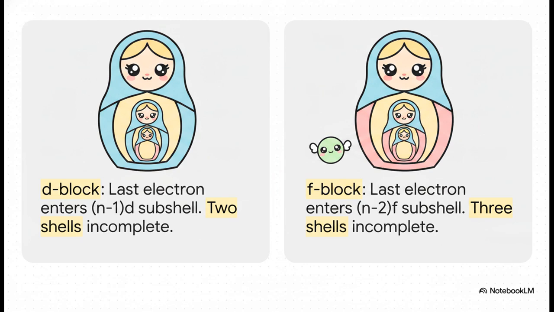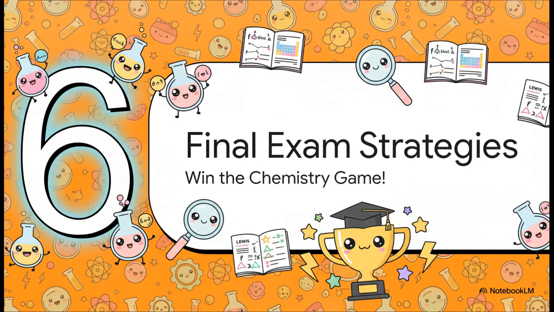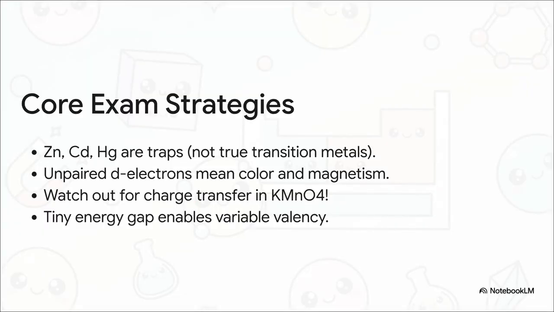That last electron dives into the (n-2) f subshell, which means an inner transition element actually has its three outermost shells incomplete. It's beautifully logical when you think about it. It's exactly like a chemical Russian nesting doll. And finally, Section 6. Final exam strategies. Winning the chemistry game. Okay, let's wrap this up by crystallizing everything we've just visually decoded into actionable, high-yield exam strategies.